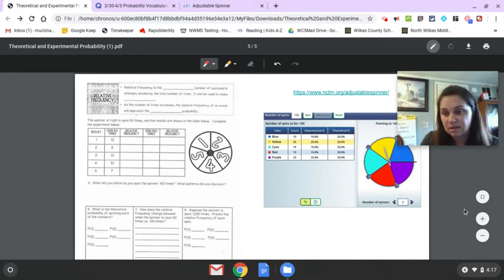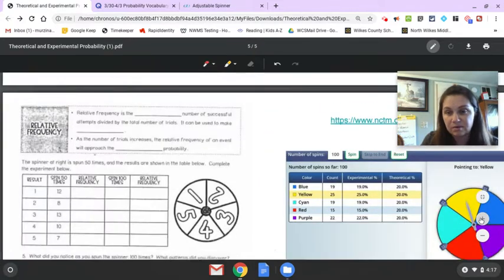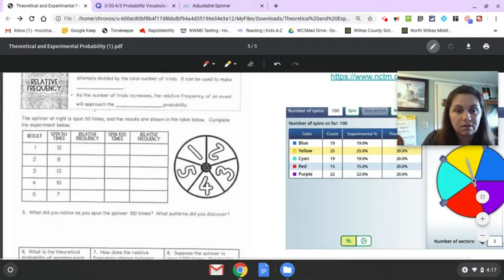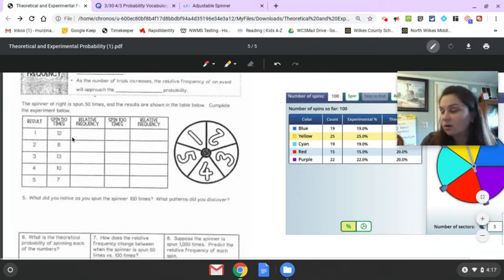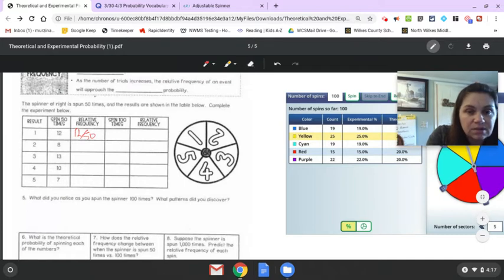And let's see. Maybe if I zoom in just a little bit, I'll have enough room to write it. All right. So for here, for the spinner, after spinning it 50 times, it tells us that we got a result. We spun a 1 12 times. So the relative frequency for this one would be 12 out of 50. And it makes it hard to read. But if we divide that out, we find that that's 24%. So 24% of the time, we got a 1 out of those 50 spins.